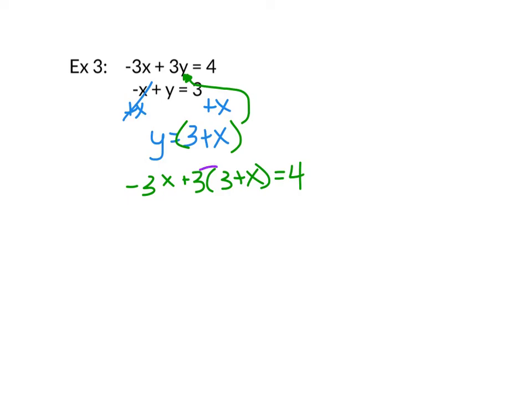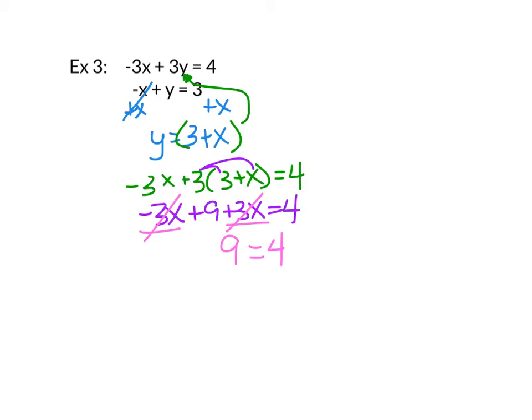So let's start solving. Let's distribute. We get negative 3x plus 9 plus 3x equals 4. We need to combine like terms, so negative 3x and a positive 3x, put those together. That would equal 0x. I don't need to write 0x, it means I don't have any x's. So let me just write what's left. 9 equals 4. This is very different. I don't have any more variables. So I cannot continue to solve for x because I don't have any more x's.